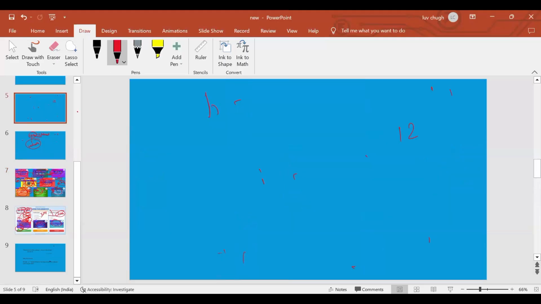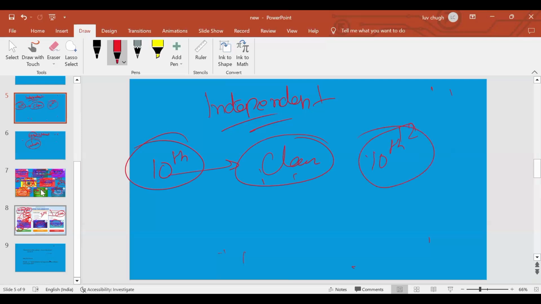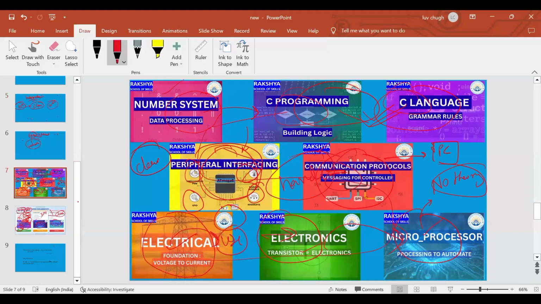So these modules are independent, right? If you have covered your class 10th, you can clearly go through these modules. Such kind of basic foundation is in this module. A student who wishes to develop their career in electronics and is presently in class 10th can definitely pursue these modules very clearly.